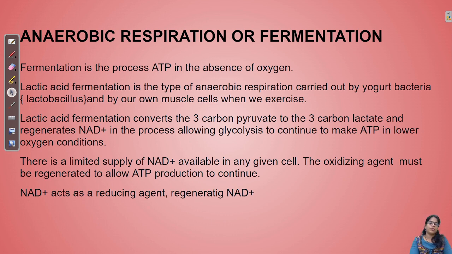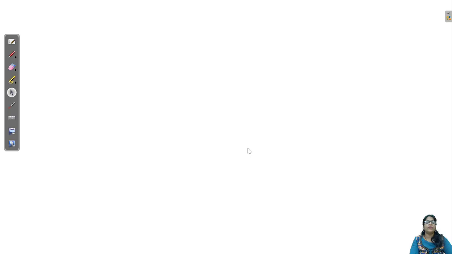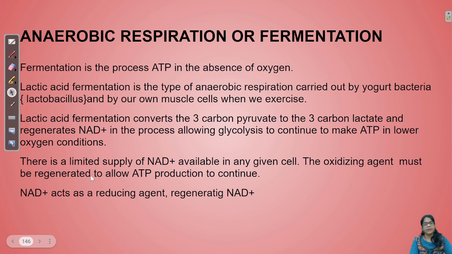This step is important, because in glycolysis you have already come across the conversion of NAD plus being reduced to NADH, where a dehydrogenase acts upon it. So for NAD plus to be available in the cell, we get it from anaerobic fermentation. Anaerobic fermentation gives lots of NAD plus, which helps glycolysis continue for the generation of energy. So NAD plus allows glycolysis to continue making ATP in low oxygen conditions. There is a limited supply of NAD plus available in the cell, as I told you.